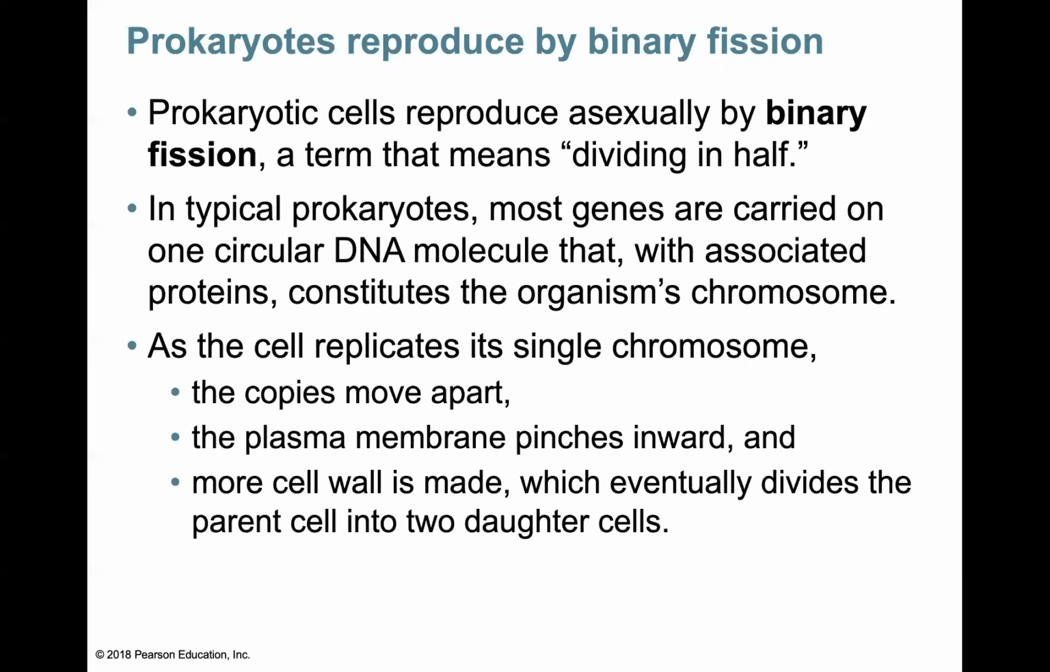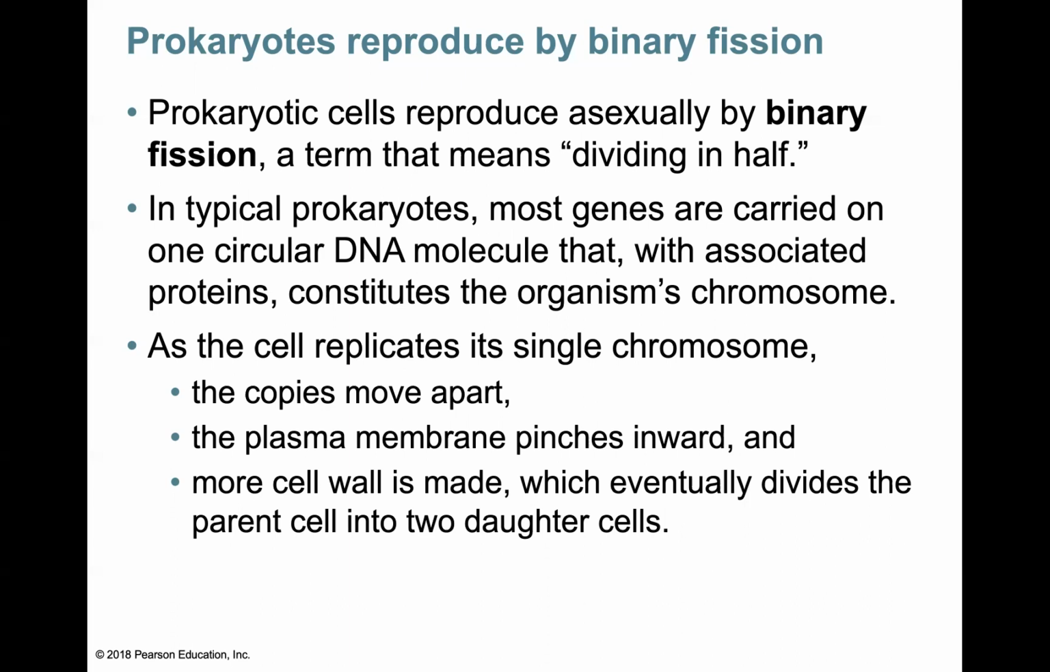Prokaryotes reproduce via binary fission, all right? This is a mechanism of asexual reproduction, okay? Prokaryotic cells reproduce asexually by binary fission, a term that basically means that it's dividing in half. Okay. And so for most prokaryotes, like bacteria, they are going to contain only that one circular chromosome, right? And this chromosome will essentially be duplicated, right? As this organism prepares to divide and create a new daughter cell.